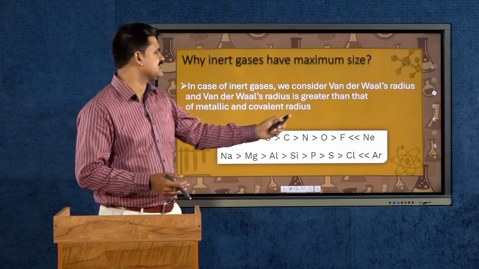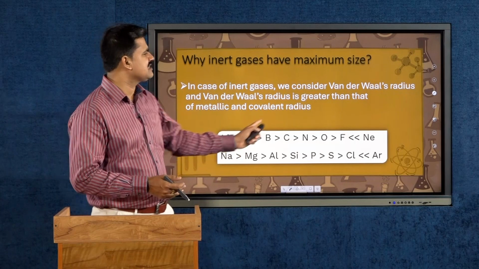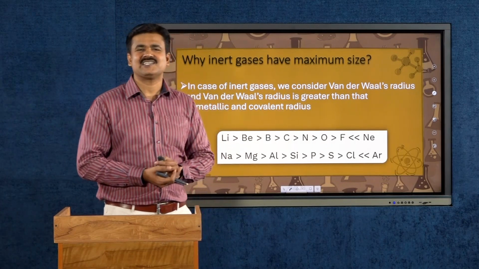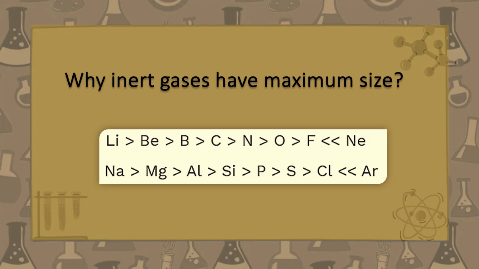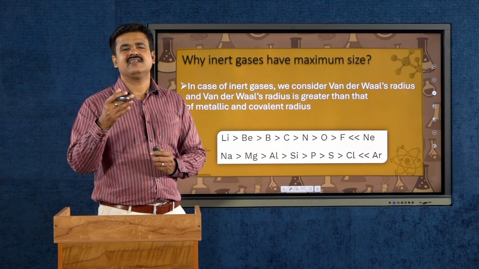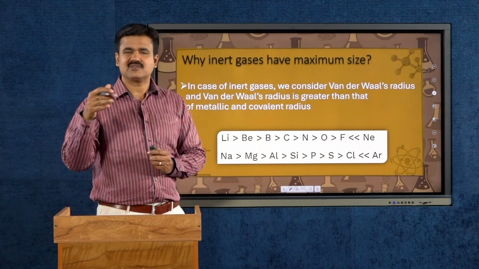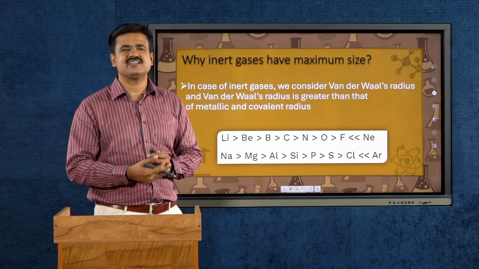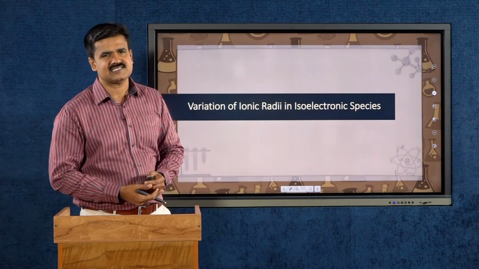In the first series, you can say that the biggest size is associated with neon, and in the second series there is a gradual trend. However, the element argon is associated with a very high radius, and in the case of neon and argon, both are noble gases. The radius mentioned is nothing but the van der Waals radius.